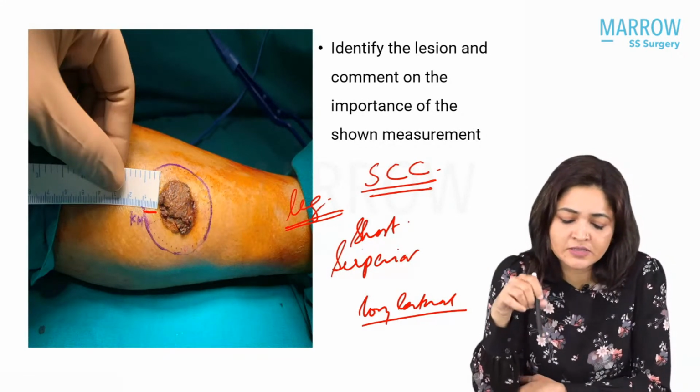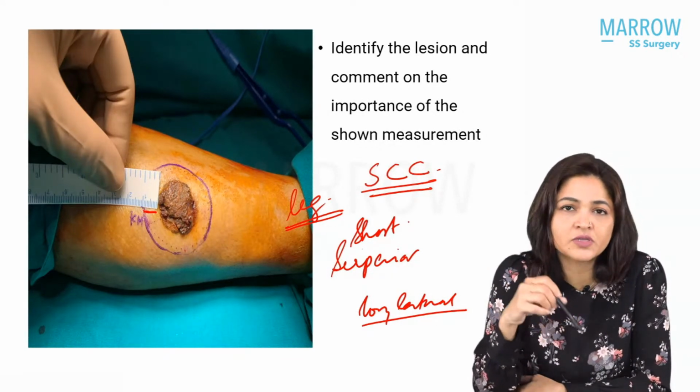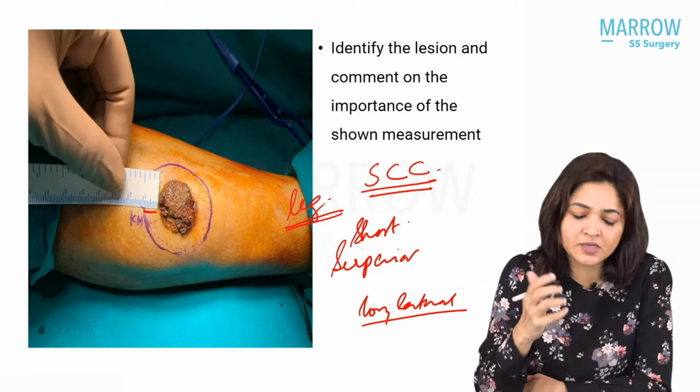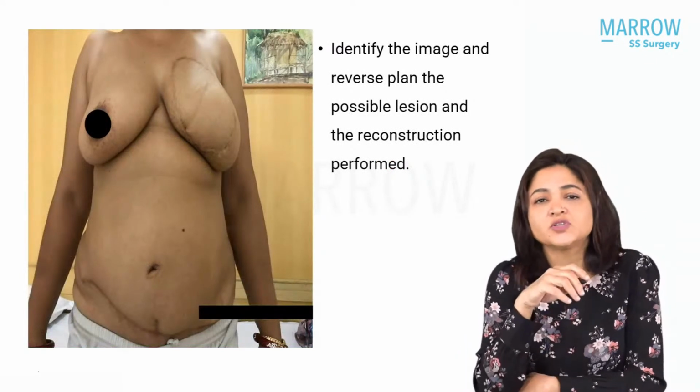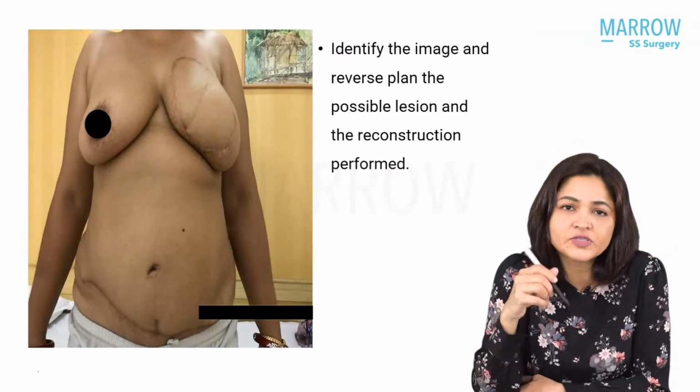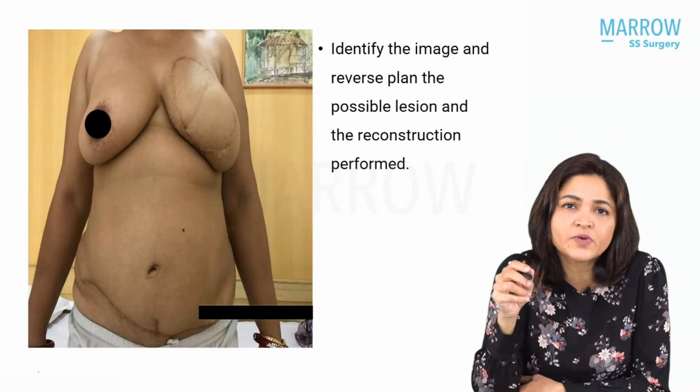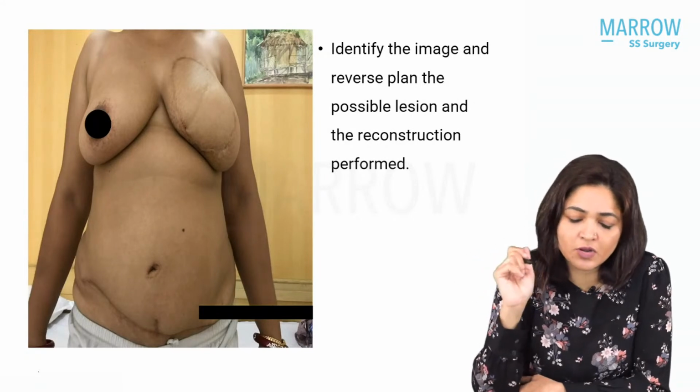So in this case, this is the leg, it's a growth, it is an SCC, margin has to be taken, and in the non-essential area, we can take a larger margin also. For example, in the leg, if this was the face, perhaps the margin would be a little smaller.